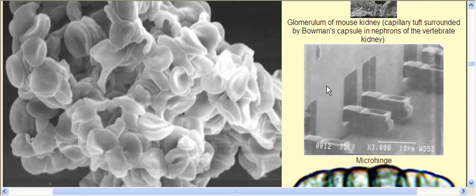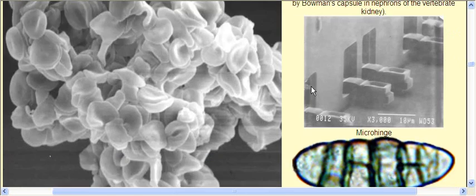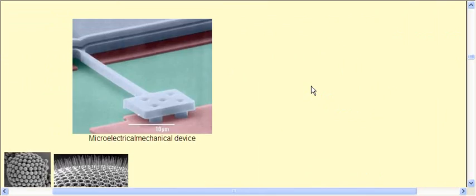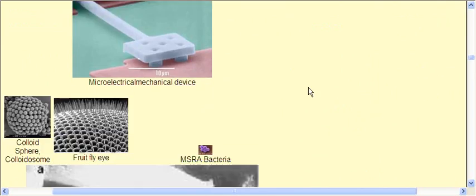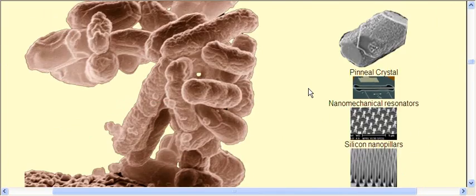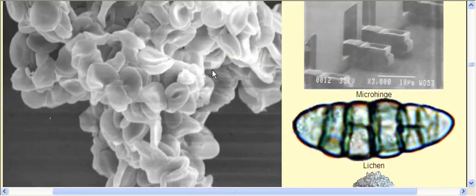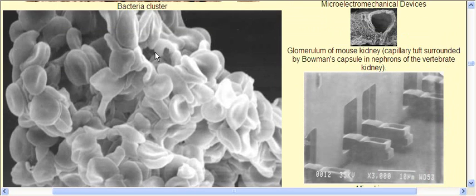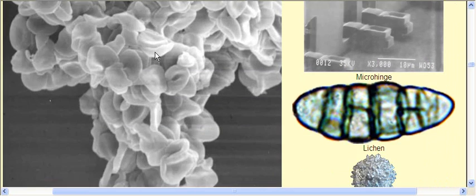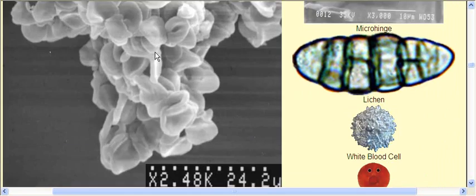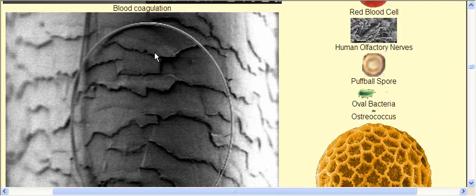A mouse kidney. So here's a coagulation of red blood cells. Right. Oh, I don't have the red blood cell. Here's a coagulation of red blood cells. There's the red blood cell there, and that's what they look like together. They're kind of like flat pancake looking things. So there's blood. There's the size of your blood droplet right there.